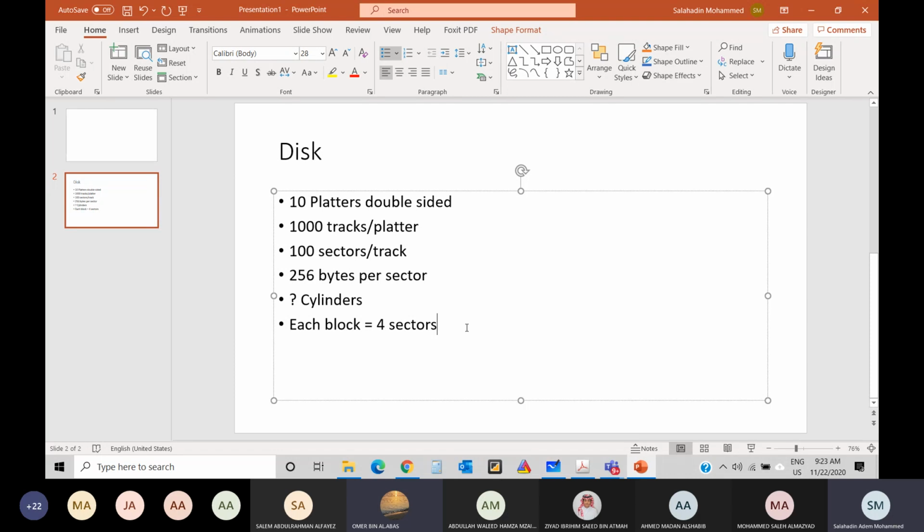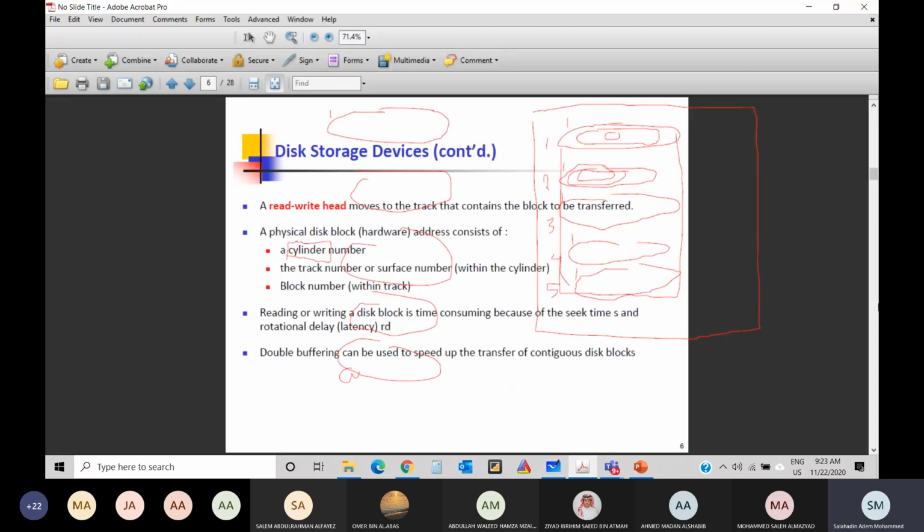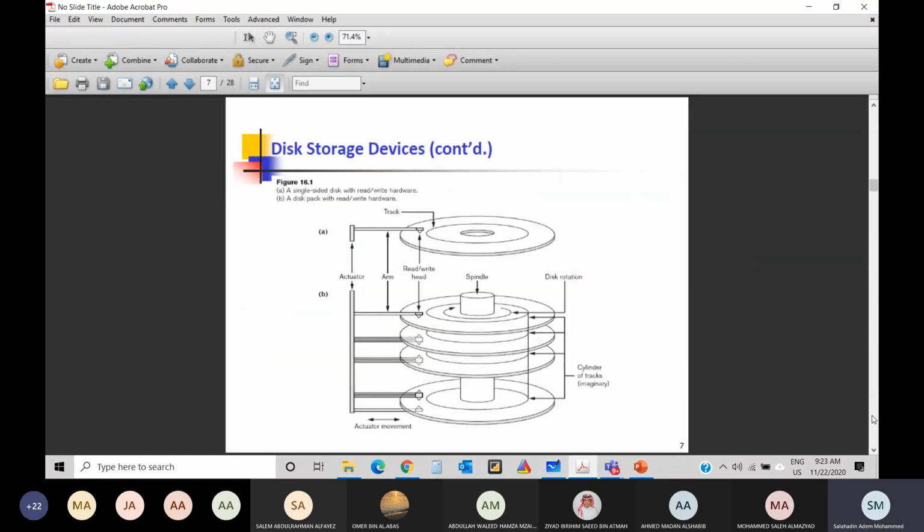Okay. From now, okay. Any question before I continue? Okay. So from now onwards, I'm going to draw a hard disk. Not in this way. Okay. Before I do that, let me explain for you.